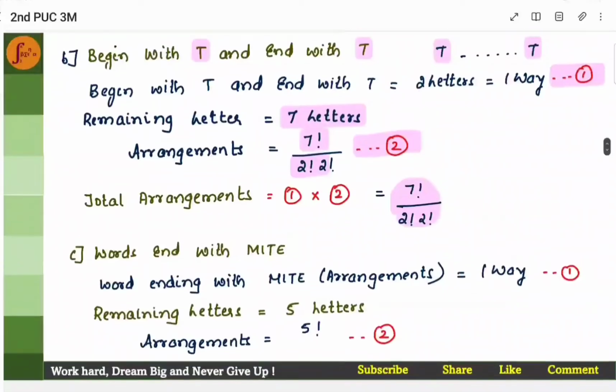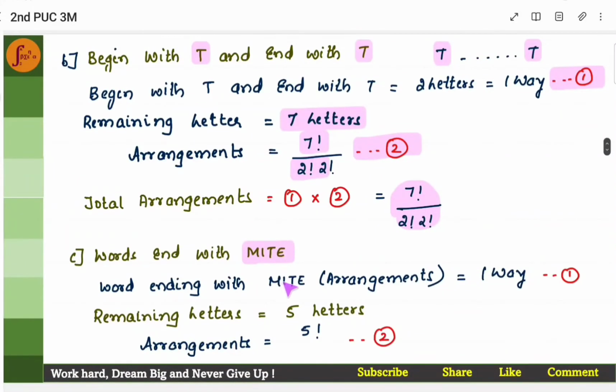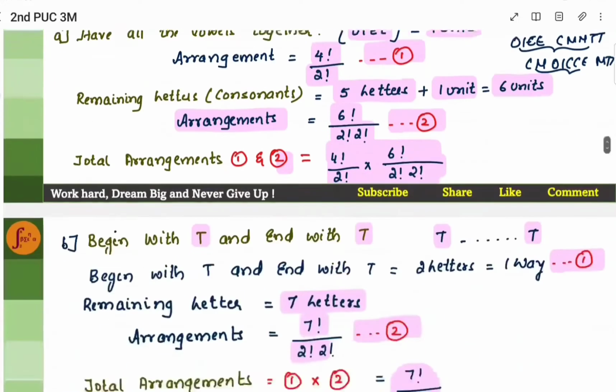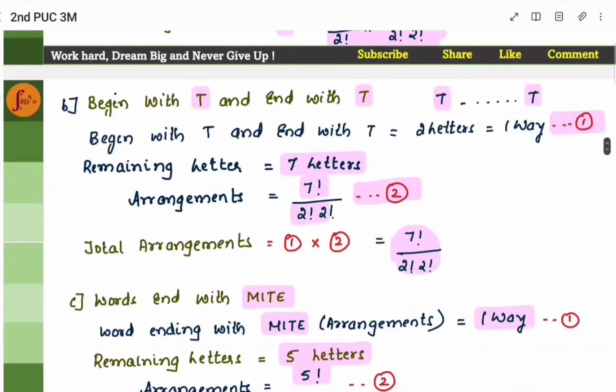Now words ending with MITE. So again, this is fixed. You can't change the place. It has to be in the last position, in the end. So one way. And remaining letters as 5 letters. So 5 factorial. See, there is a difference. Here we added remaining letters and the unit. But in these cases, we did not add. So whenever you have a fixed position, you need not add a unit there.